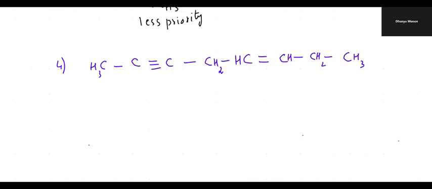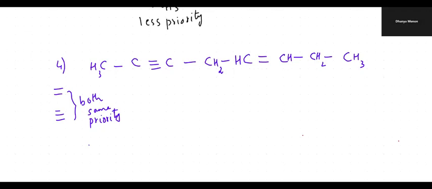Now, here there's a double bond, here there's a triple bond. Whenever there's a double and a triple bond, both have the same priority. So whichever is getting the lesser number, you can number them first. It's not that the double bond is important or the triple bond is important. No, both have the same priority.